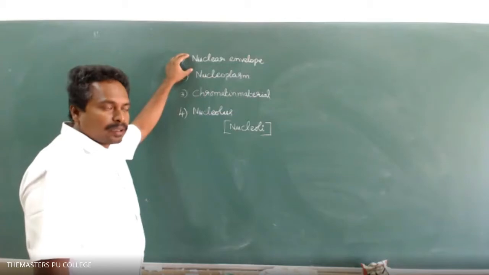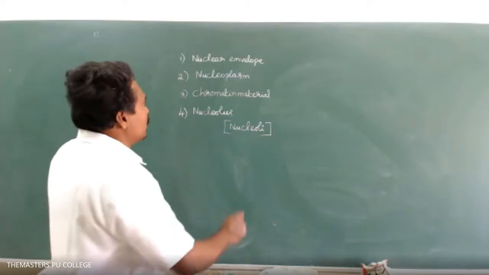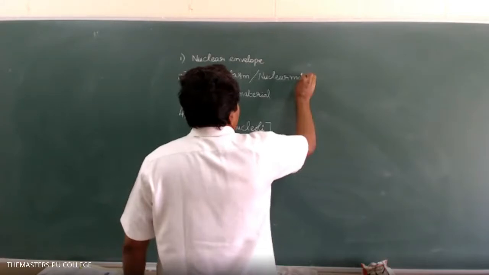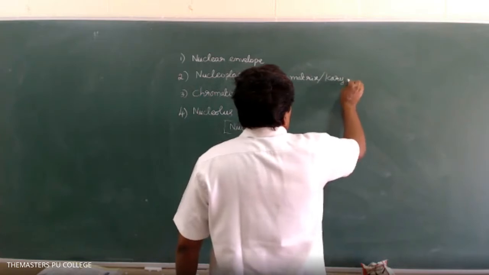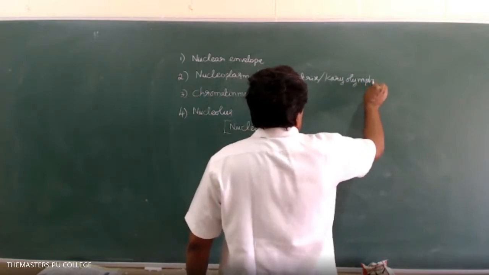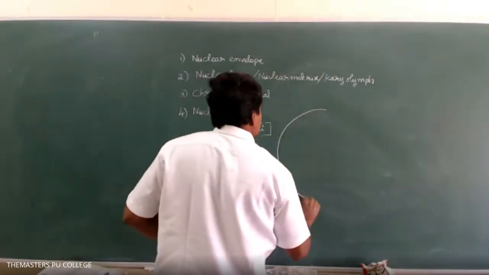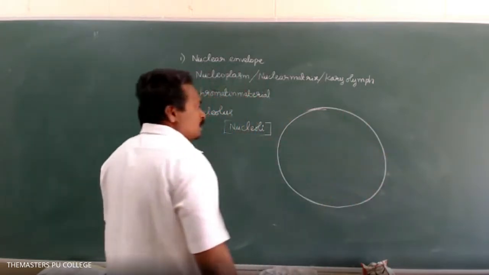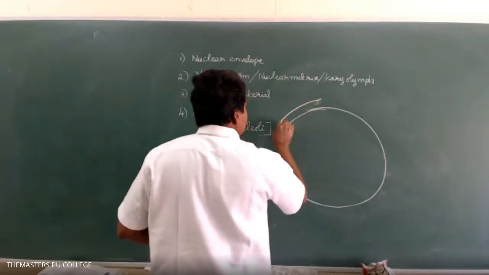So what are the parts of the nucleus? The nucleus consists of the nuclear envelope and nucleoplasm. What is another name of nucleoplasm? It is also known as nuclear matrix, or karyolymph. The nuclear envelope: how many membranes are there in the nuclear envelope? Two membranes.